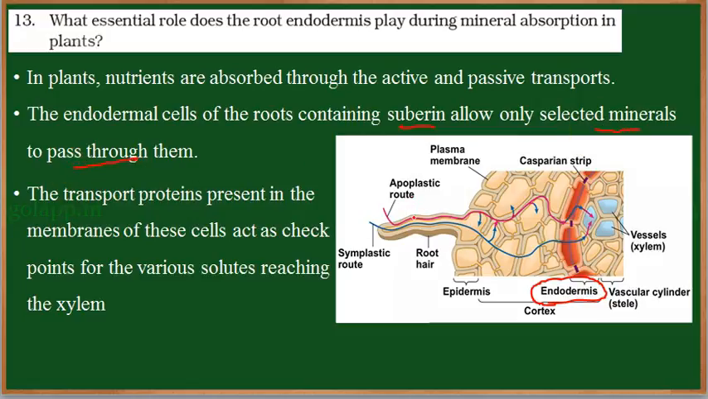So all the nutrients which have entered through the apoplastic pathway have to pass through the endodermis, and here only the selected minerals can pass through the endodermis and enter the xylem, and hence they act like checkpoints in the roots, and the desired solutes can reach the xylem, and from there they can reach the different parts of the plant body.